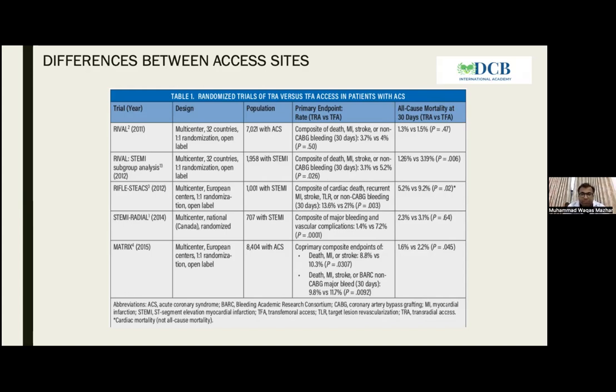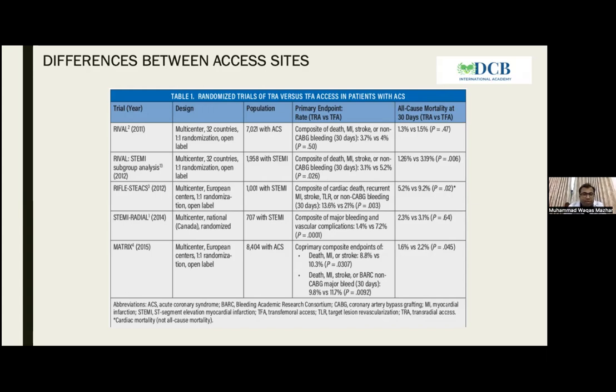So, which is the message of the Rival trial? Sir, in two words, the transradial approach is similar for ischemic endpoints and hard clinical endpoints like all-cause mortality, but is associated with lower bleeding. So this is the main message of Rival: lower bleeding with the radial approach as compared to the transfemoral approach.